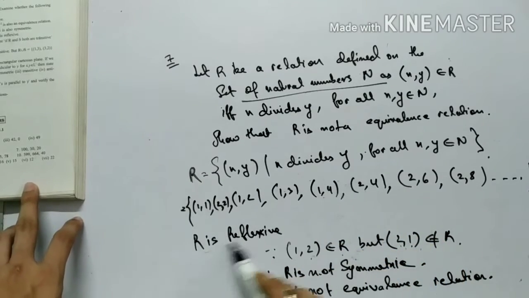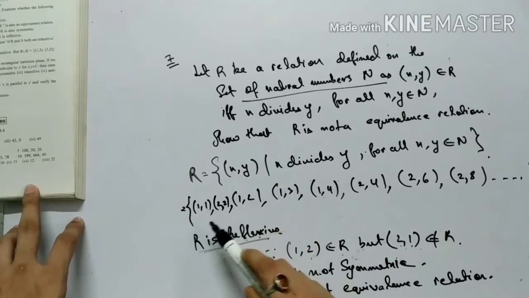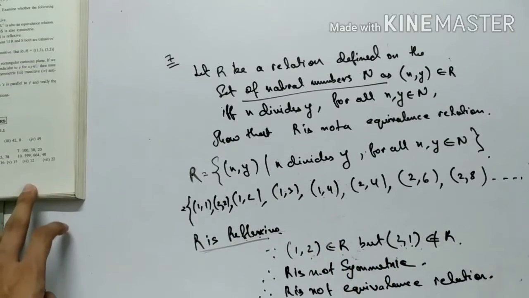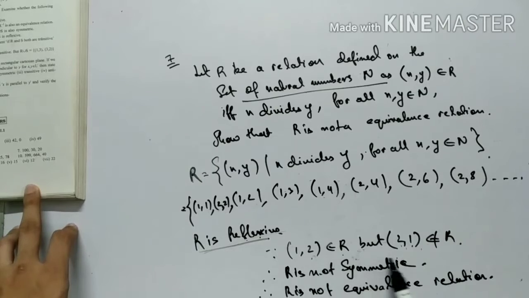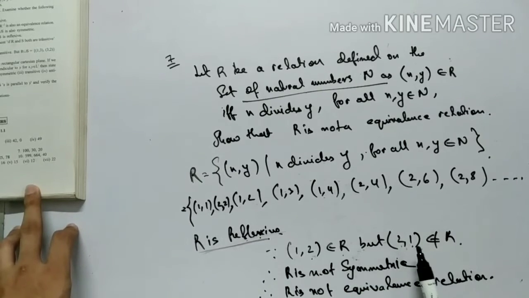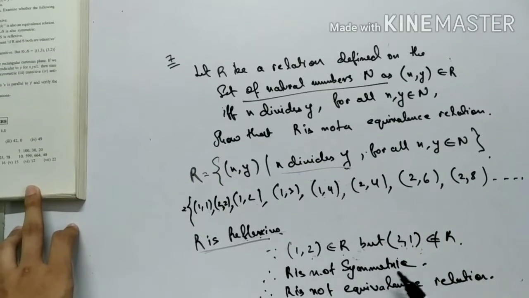So R will be reflexive, but R will not be symmetric. Why? Because in here (1, 2) belongs to R, but (2, 1) does not belong to R. Because 1 divides 2, but 2 does not divide 1. In here it is only saying x divides y. So therefore R is not symmetric.